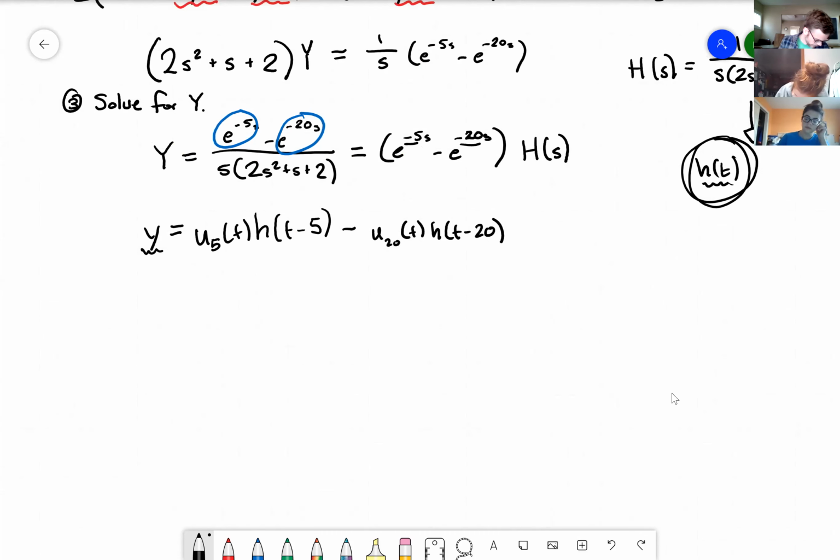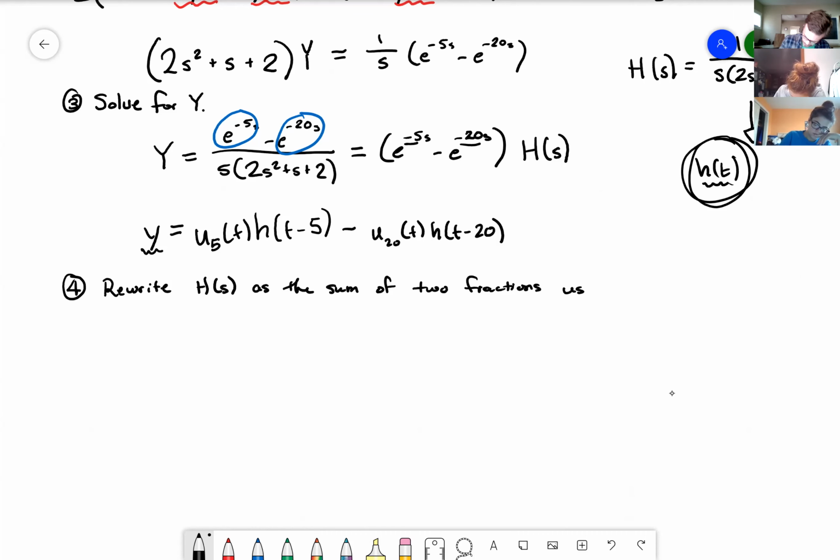All right, now, one of the harder steps in this, I mean, it's not really that hard, it just takes some work. Let's rewrite h of s as the sum of two fractions using partial fraction decomposition.